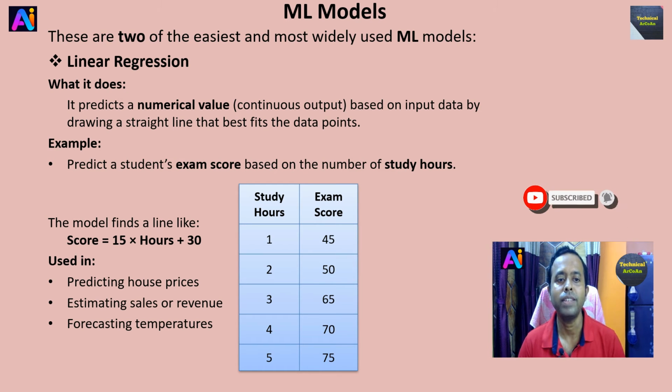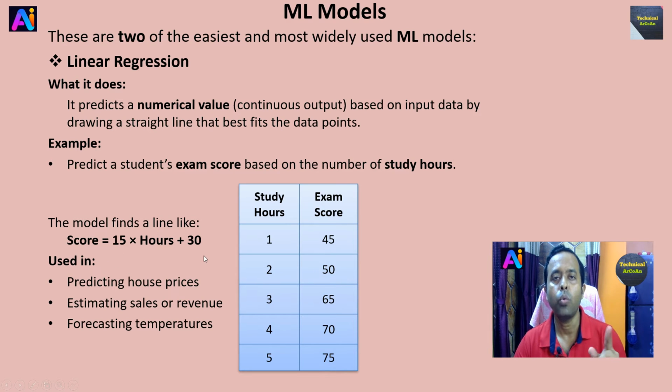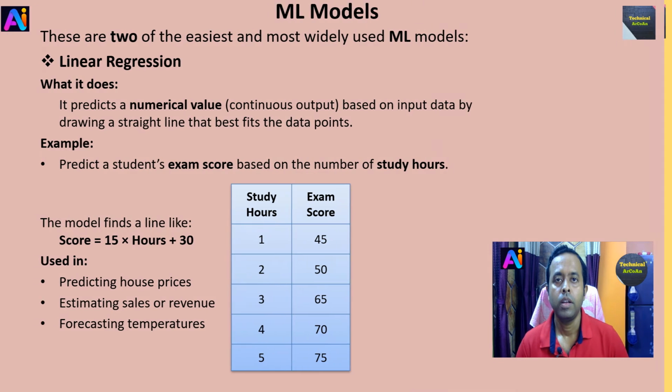So the model finds a line like score equals 15 times hours plus 30. From this table, some study hours are given, and according to the study hours the exam score will be there, meaning exam marks are given out of 100. If 1 hour is studied, then 45 out of 100, 2 hours 60, and so on. So this is like y equals mx plus c. Some expression is given, from there we get the output, right? It is used in predicting house prices, estimating sales or revenue, forecasting temperatures, right?